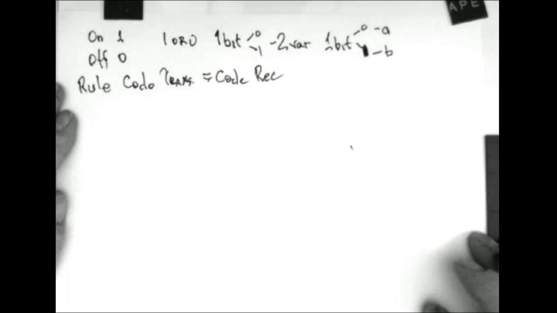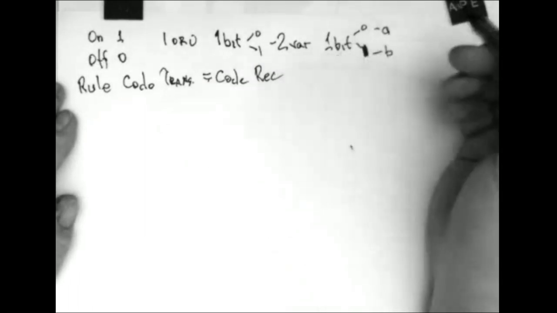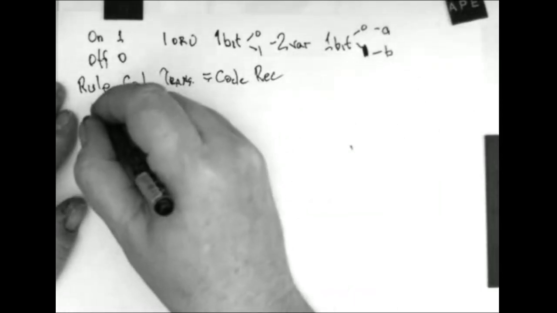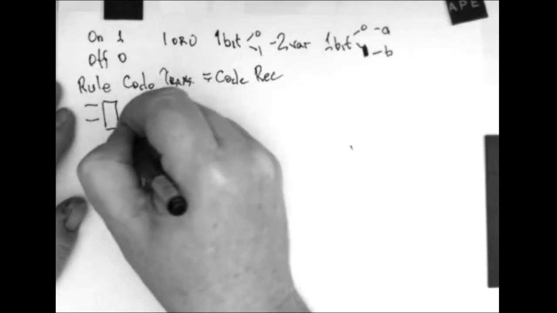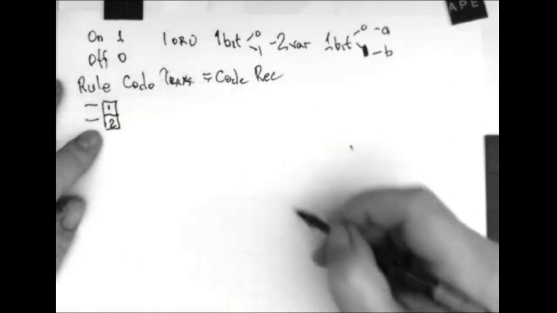But this is one wire that could be active or passive. One wire. But what happens if I use two wires? Two wires or two bits? Two bits. I'll put this as 1, this is 2.